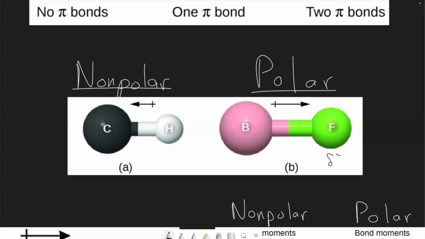And because fluorine is the more electronegative side, that atom will be considered the partially negative atom within the molecule, and boron will be considered partially positive. If you're wondering what this symbol is that I drew, this is the lowercase Greek letter delta. Therefore, with polar molecules with polar covalent bonds, we can say that there is a permanent dipole.